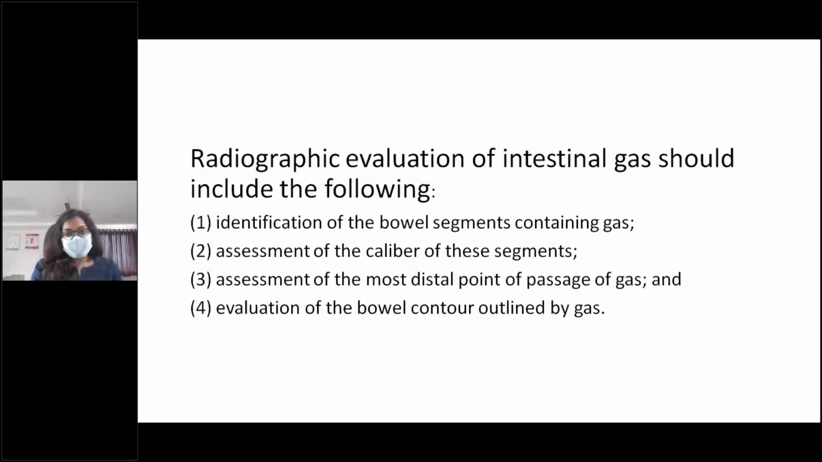Coming to the radiographic evaluation of intestinal gas, it should include the following. We have to identify the bowel segments containing gas. Assessment of the caliber of these segments is compulsory. Assessment of the most distal point of passage of the gas is also compulsory. Evaluation of the bowel contour outlined by the gas. We have to follow these.